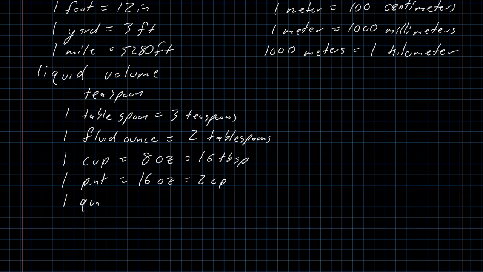1 quart is 4 cups. And yes, that's the same thing as 2 pints. 1 gallon is 4 quarts. And again, you can keep going from there. There is the hogshead, there is the demijohn, there is the barrel, there is the keg, all these larger units of volume. Why do we have all of these? Because we do, and there's no getting around it, I guess.